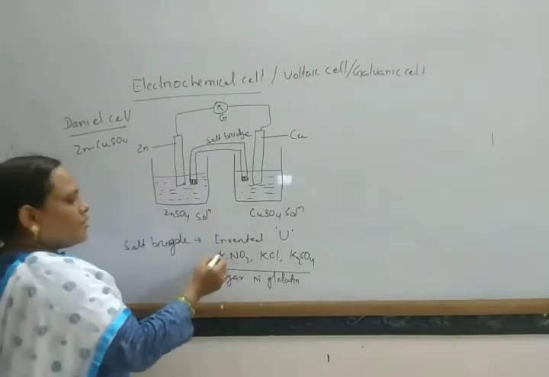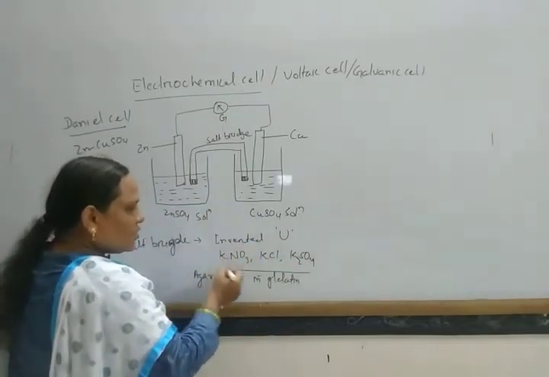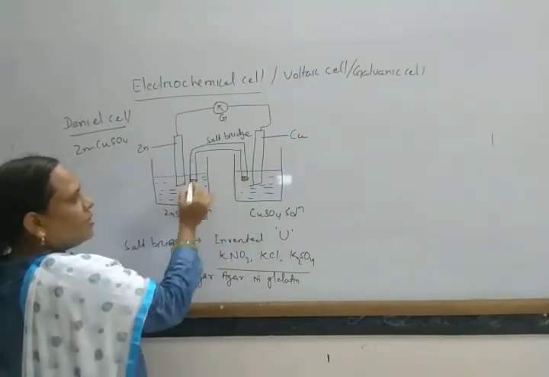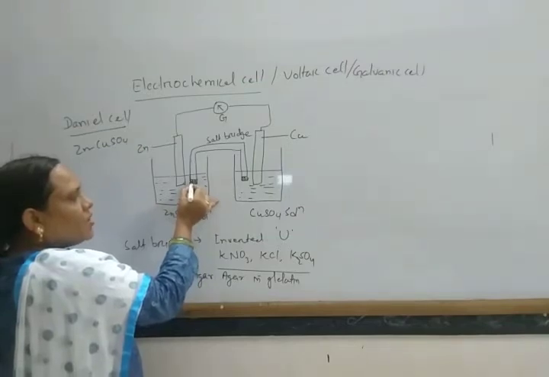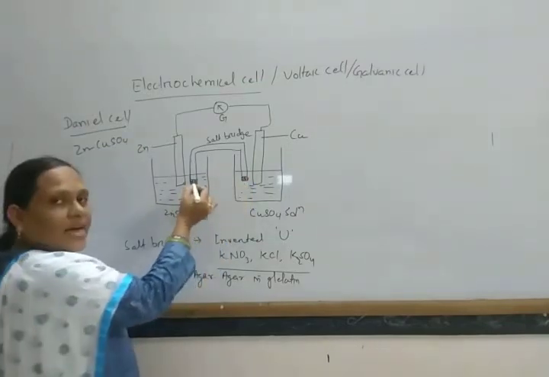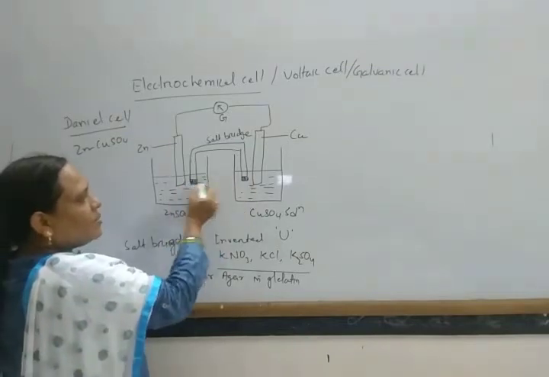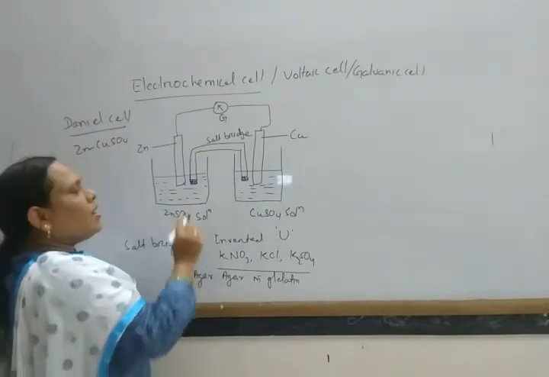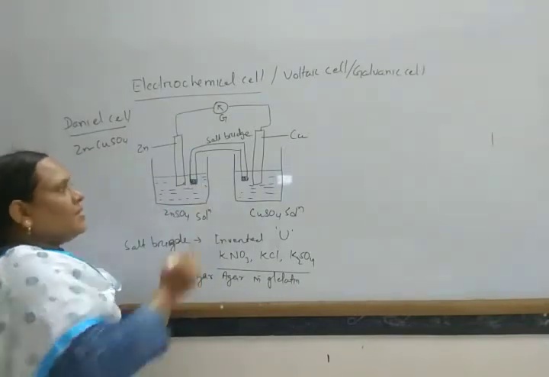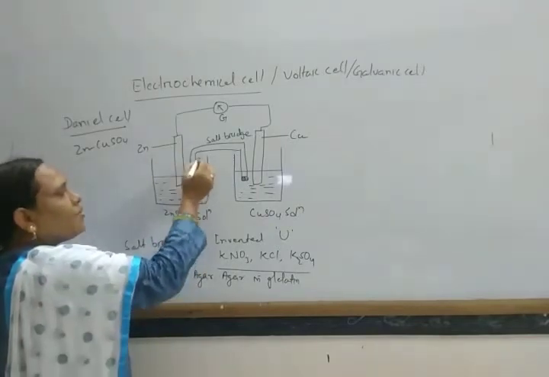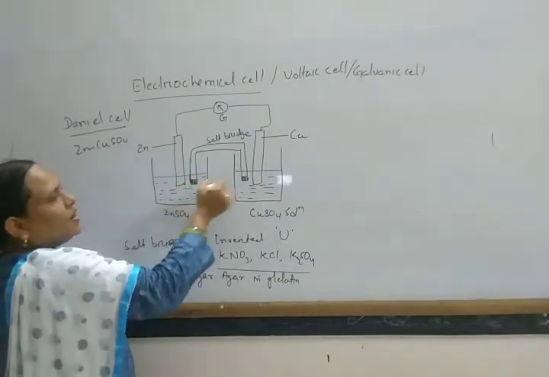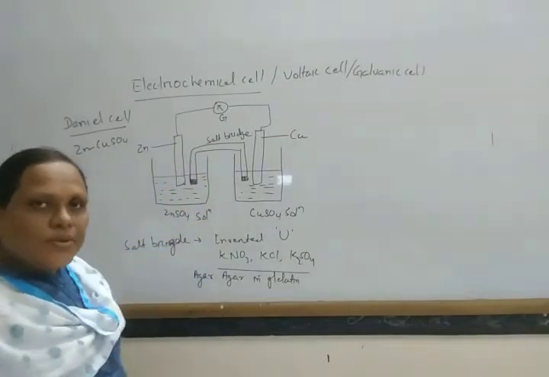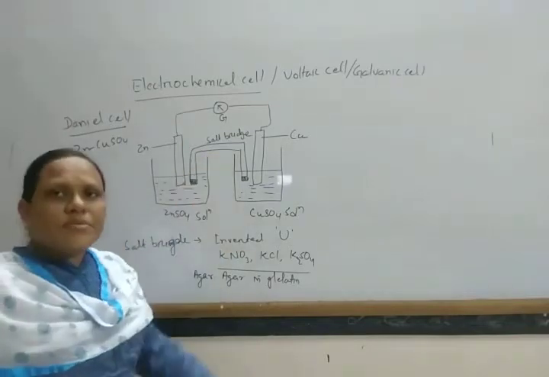These concentrated solutions of electrolytes are packed within the agar-agar or gelatin in gel form. The two openings of this tube are closed with cotton or glass wool. This is helpful for the transfer of different ions. So what are the functions of the salt bridge here?